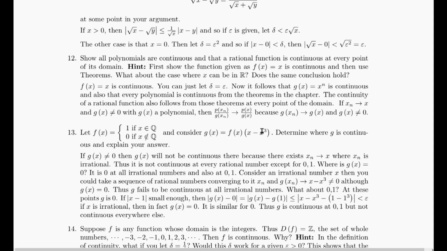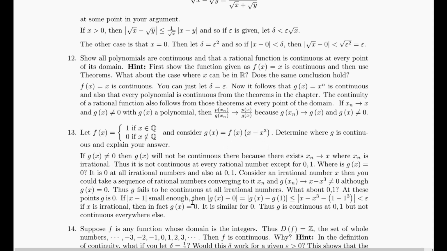Now, at 0 and 1, you see, this function g is equal to 0 because this expression is 0. Well, what about at these points? Oh, also, the function is 0 at all irrational numbers and also at 0, 1. Now, if you have an irrational number, all you have to do is take a sequence of rational numbers that converges to it, and the function will be 1 at those rational numbers. And so it will fail to be continuous there because g of x will not be 0 there. But I don't know yet about 0 and 1. See, these are the two interesting examples. Well, let's look at 1.